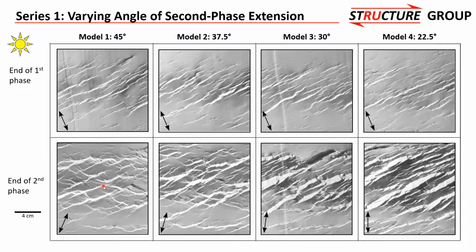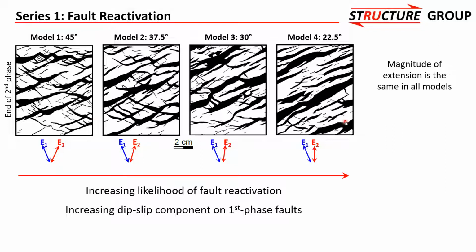To help illustrate that, I'm now just going to show a line drawing of the 4 different second phase parts of the model. This helps take away some of the lighting issues with the photographs and really shows the difference in the fault displacement on the first phase faults between model 1 and model 4. Again, you can see that the fault heave, which is the black area, is significantly larger in model 4. Also, as we looked at the marks on the top surface of the clay models and at the fault planes themselves, we could see that there is definitely an increase in dip slip motion on these first phase faults in model 4 compared to model 1.